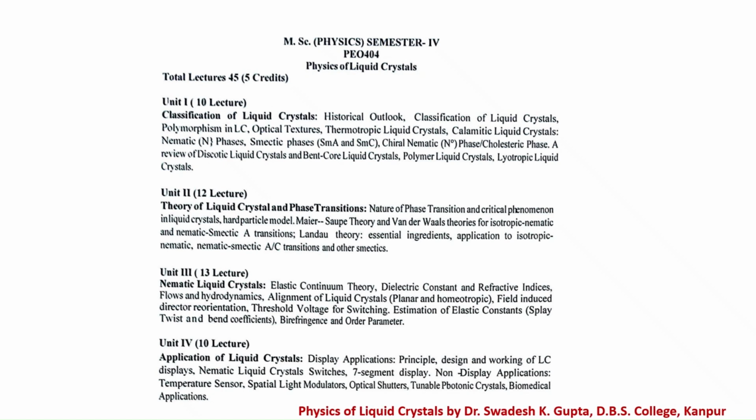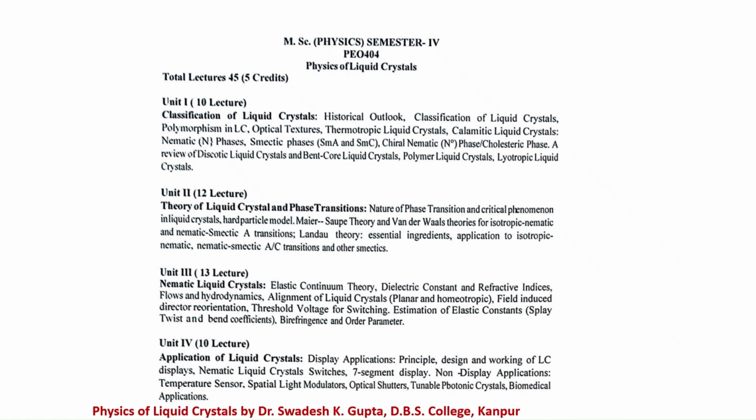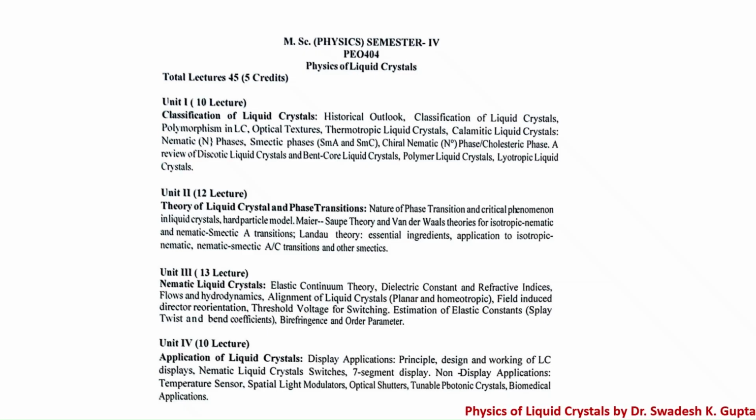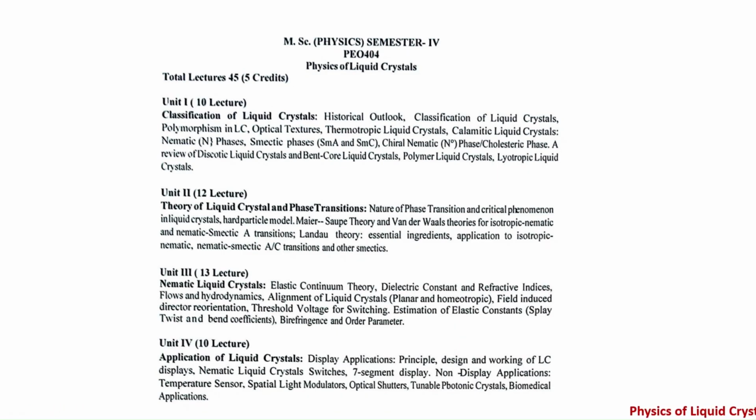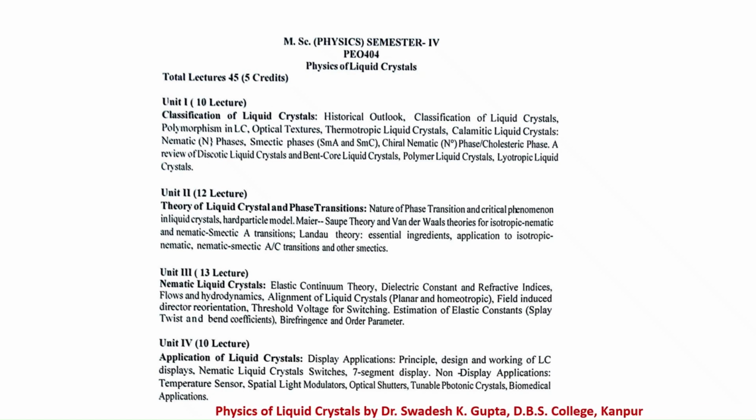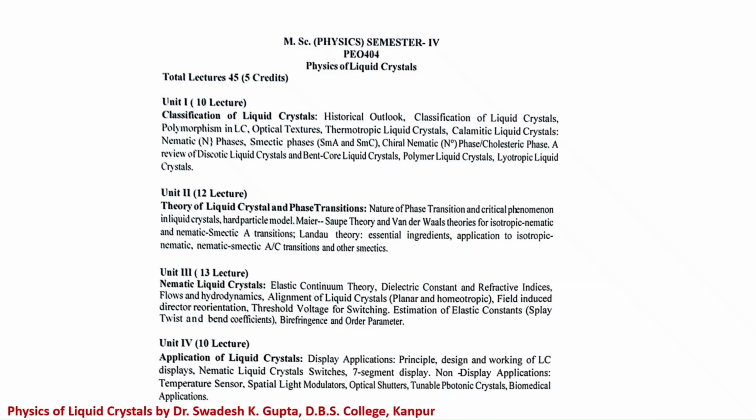Then the classification of liquid crystals. What is a liquid crystal? What kinds of liquid crystals are there? Polymorphism in liquid crystals. Then the optical textures, how they look in the light, especially under cross polarizers. Then the thermotropic liquid crystals, calamitic liquid crystals. Then different phases of liquid crystals like nematic, smectic, and chiral nematic phase, which is also called cholesteric phase. Then there will be a small review of discotic liquid crystals and bent core liquid crystals.